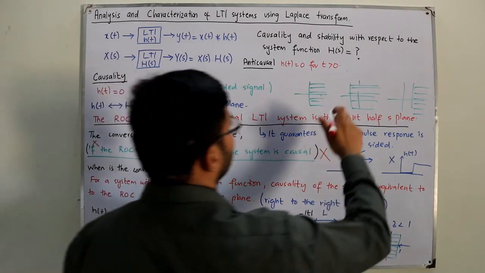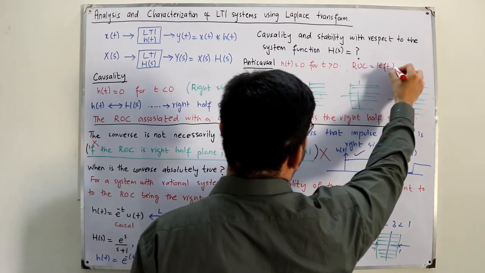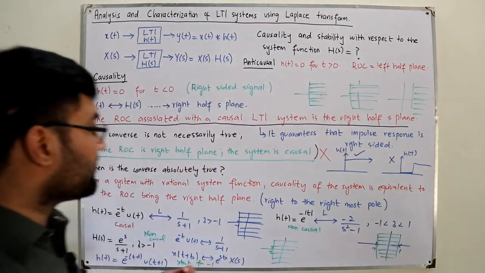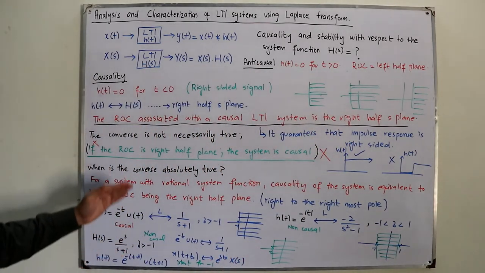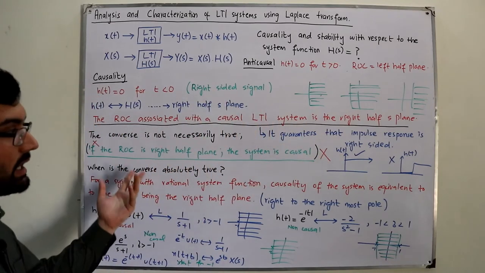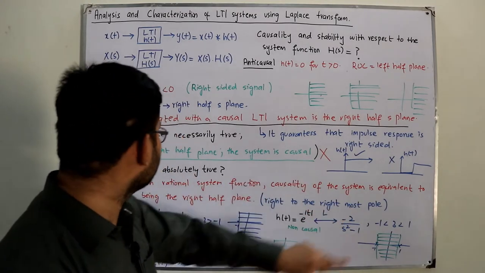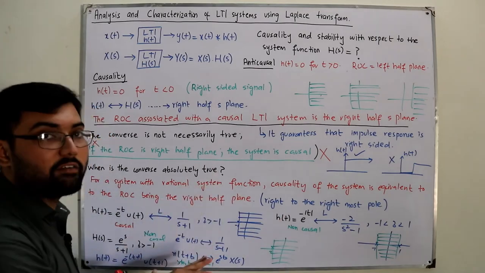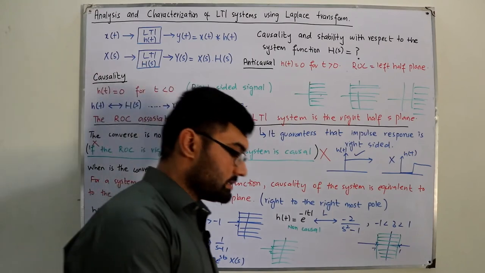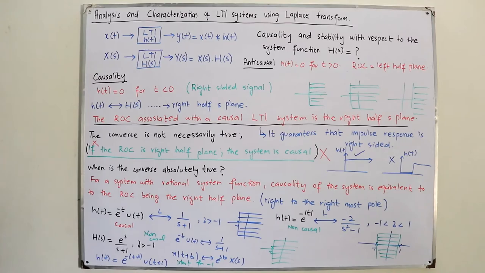Again, if H of s is rational, a system that is left of the leftmost pole would be anti-causal. So for this, the ROC would be the left half plane, exactly opposite of the causal case. The ROC associated with an anti-causal LTI system is the left half plane. The inverse is not true. For a system with a rational function, anti-causality is equivalent to the ROC being to the left of the leftmost pole. And this is the whole discussion on causality. Let me remove the board and then we move on to stability.